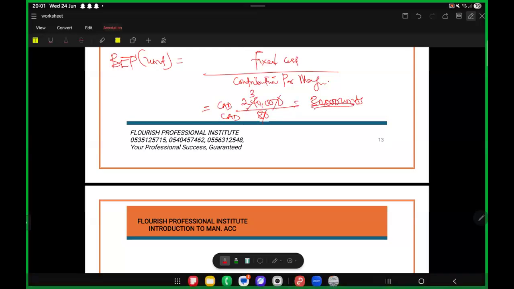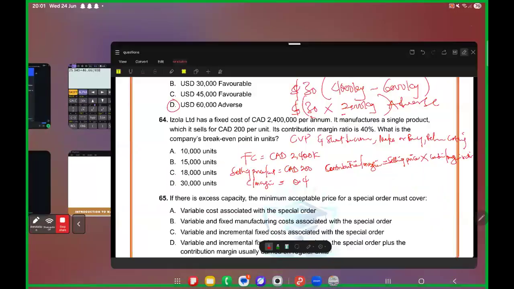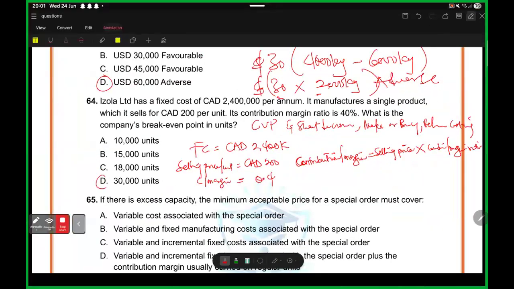So let's check whether 30,000 is in this one. Okay, that is D. Then you are good to go.